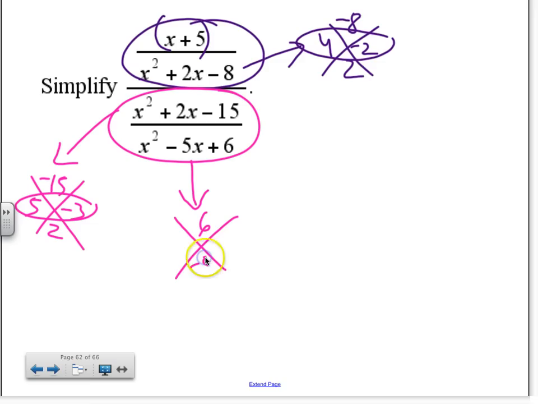6 and negative 5. What times what is 6, added to negative 5? Negative 2, negative 3. Good. Now let's put the whole thing together.